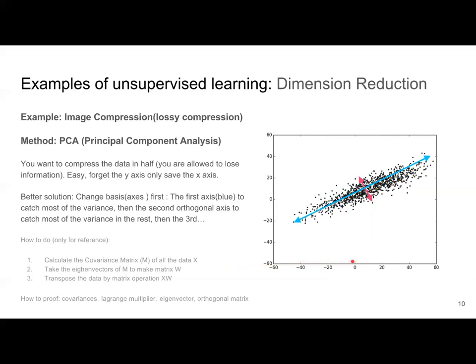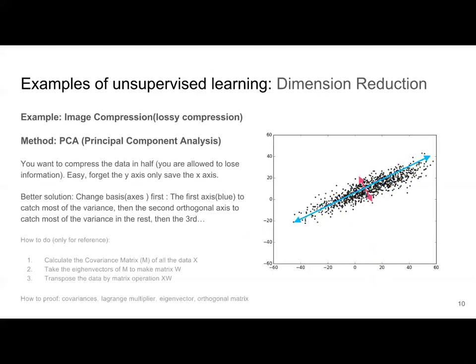We lost too much. So a better solution is we can change the basis, the axis, first. So what if we change our x and y to this blue line and this red line? Actually the blue line will catch a lot of the changes in these black dots. So if we drop the red axis, we don't lose too much. So all we need is to know how to do the transpose, how to change the base, and then we just save all the axes. Then we can recover. All the dots will be along this blue line, but we don't lose too much. So this is the idea of dimension reduction and how PCA works.